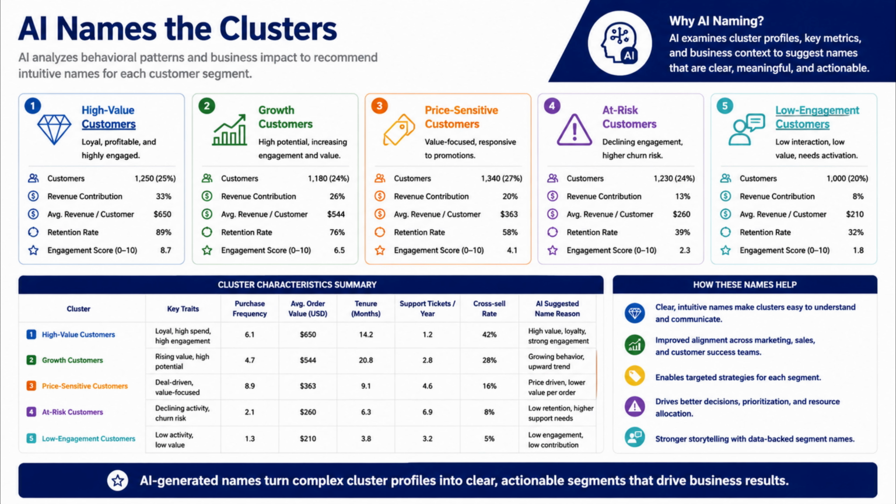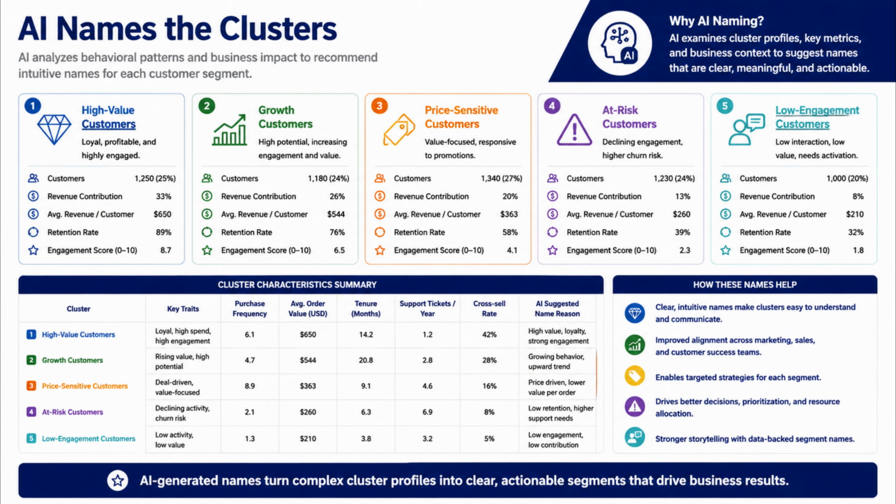Section 20. AI names the clusters. AI can analyze cluster characteristics and suggest intuitive business names. High-value customers, growth customers, at-risk customers, new customers, low-engagement customers. This improves communication with stakeholders. Meaningful names help transform technical cluster IDs into concepts that executives can easily understand and discuss.